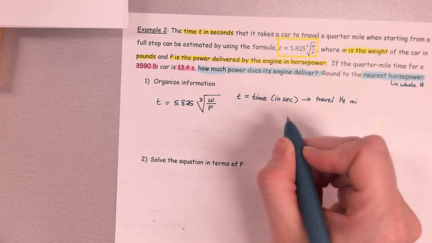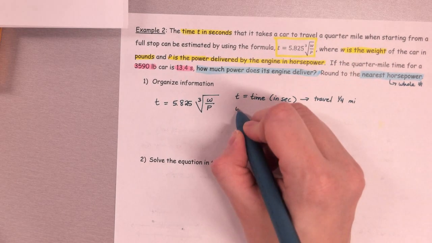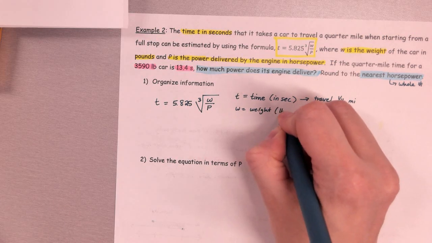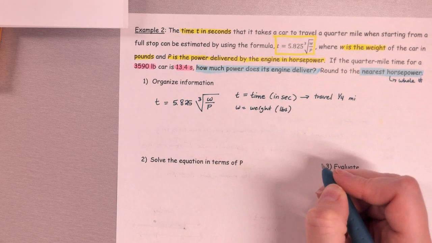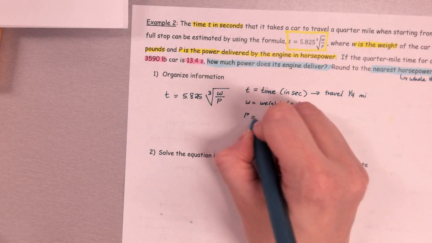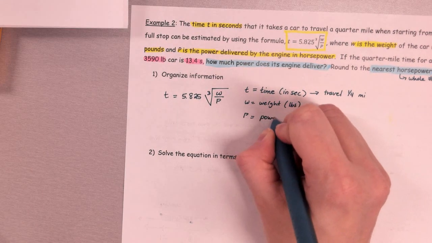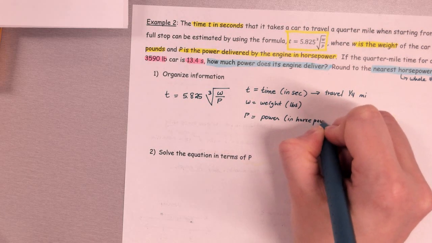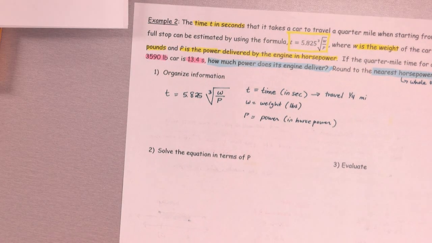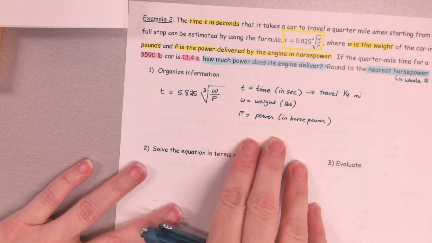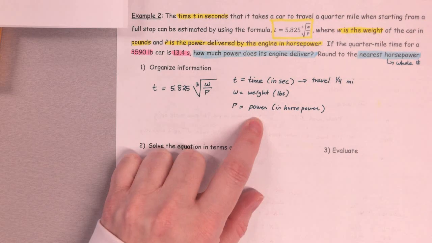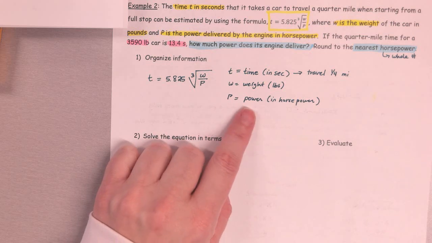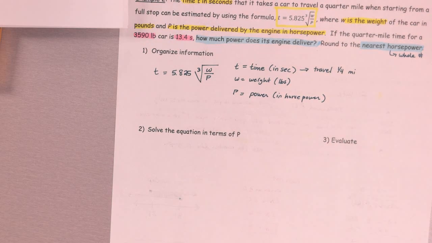Okay, so I'm just going back over. W is the weight, and that's measured in pounds. And then P is the power in horsepower. I'm not really familiar working with horsepower a lot, so for me, organizing that and labeling what the P is equal to helps me.